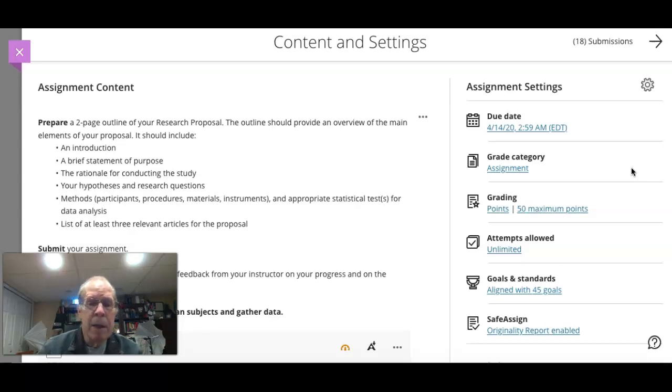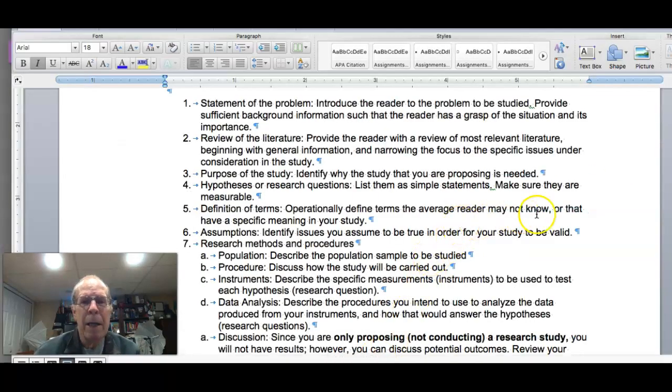So let's take a quick look at week 8. These are the instructions for week 8. So notice statement of the problem. The difference is for week 5, you're doing an outline. For week 8, you're doing a narrative paper on a proposal. So you're going to state the problem. In other words, whatever your area of interest is, state the problem.